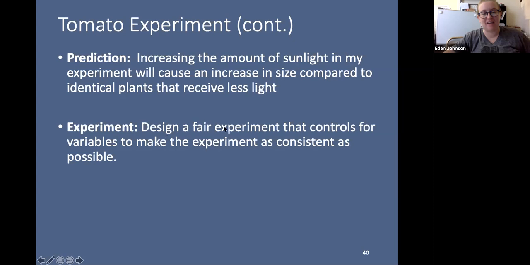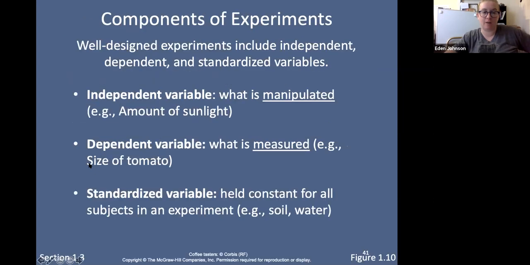Okay, so you design a fair experiment that will control for variables to make the experiment as consistent as possible. And we're going to talk about your variables. Your variables are super, super, super important. If you are doing a controlled experiment, you need to control as many variables as you possibly can, okay? So you're going to have independent, dependent, and standardized variables.